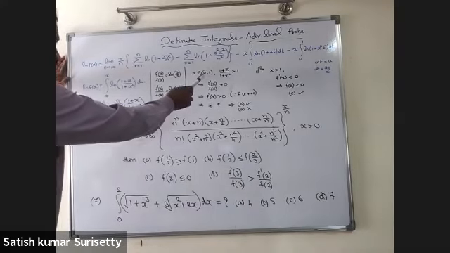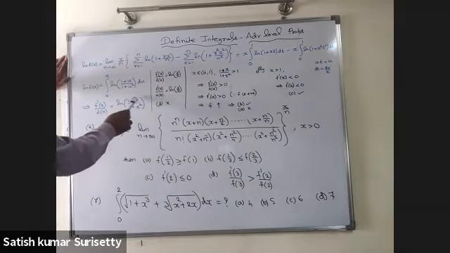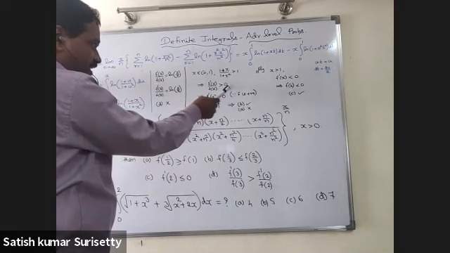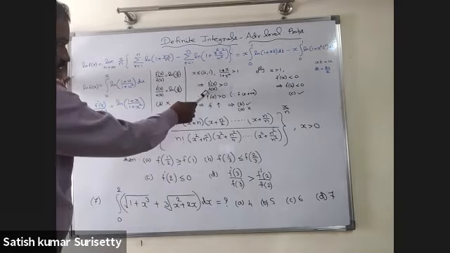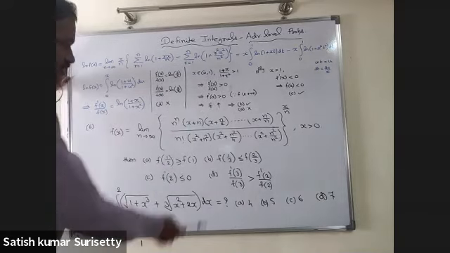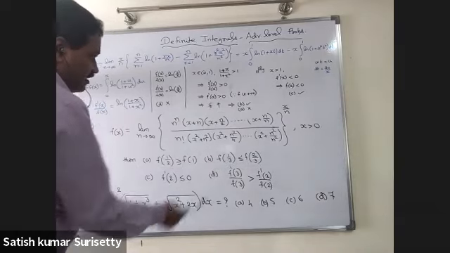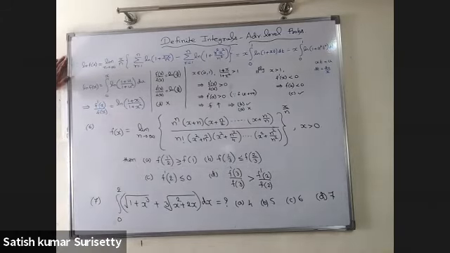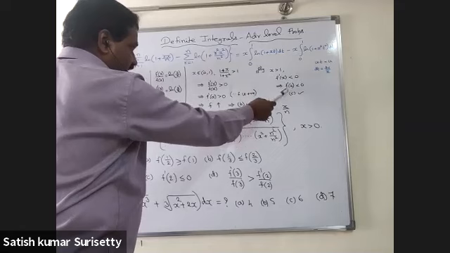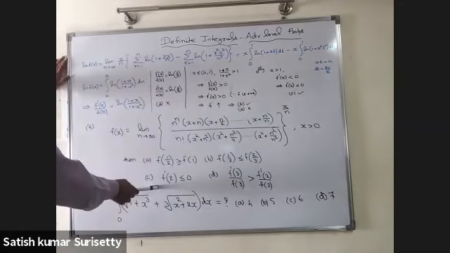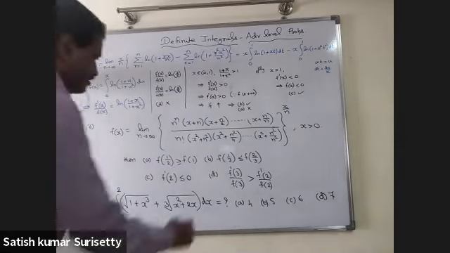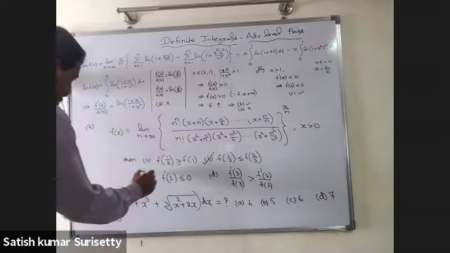Next, when I consider x belongs to 0 to 1, the value of 1 plus x upon 1 plus x square will be greater than 1. Then f dash of x upon f of x will be greater than 0, and f of x is positive. So f dash of x greater than 0 implies f is increasing. Once f is increasing, you can conclude the second option is correct and the first option is wrong. Similarly, for x greater than 1, f dash of x will be less than 0, that is f dash of 2 less than 0, then we can conclude the third option. So the correct options are B and C.